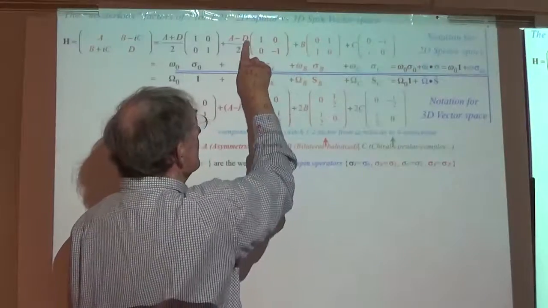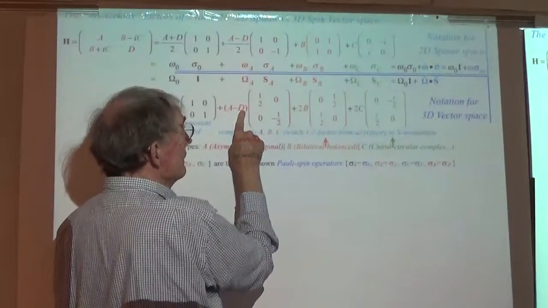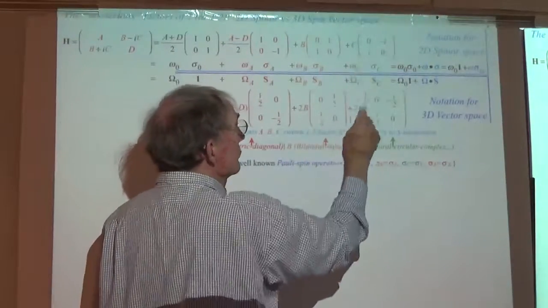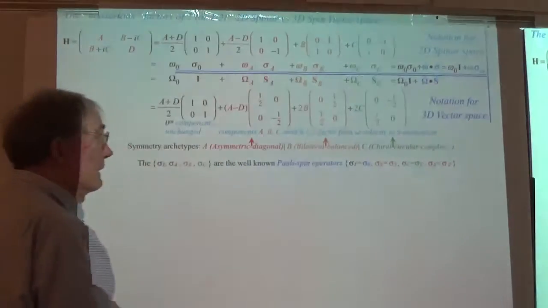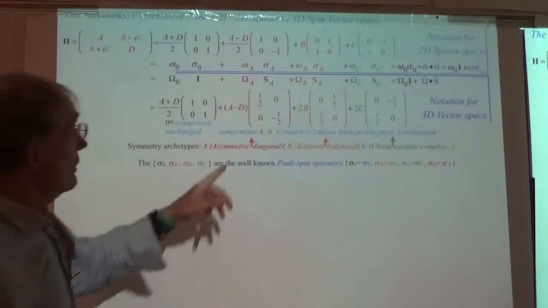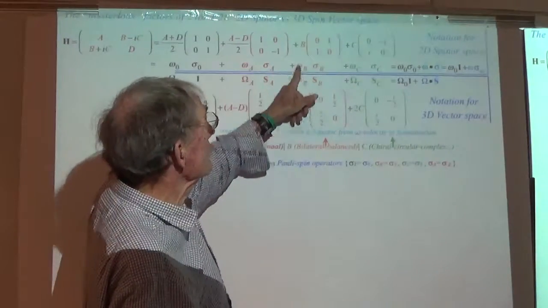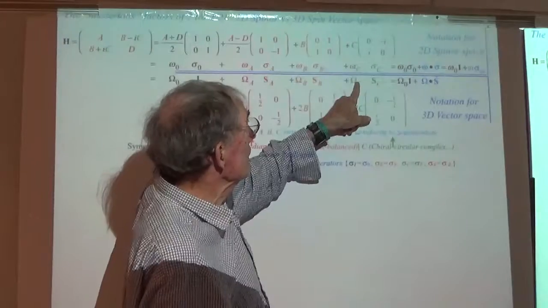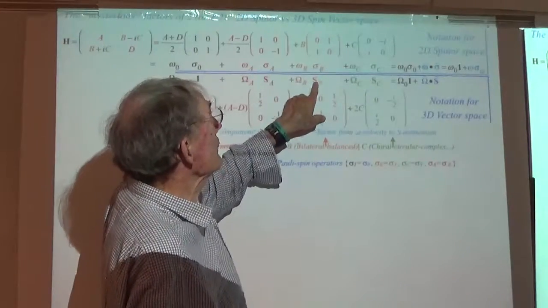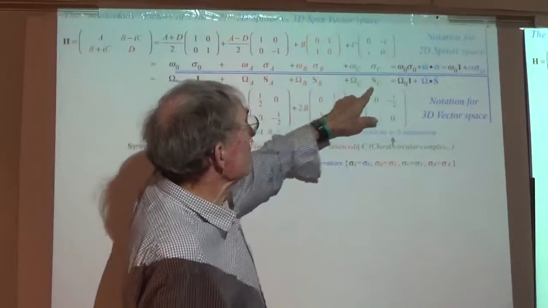Okay? So A minus D over 2, this becomes A minus D. B becomes 2B, C becomes 2C. All right? That sort of makes sense. But the notation is different. I've got a big frequency here, twice this, and twice this here, and then I've got a spin operator that's half of this, and that one's half of that.